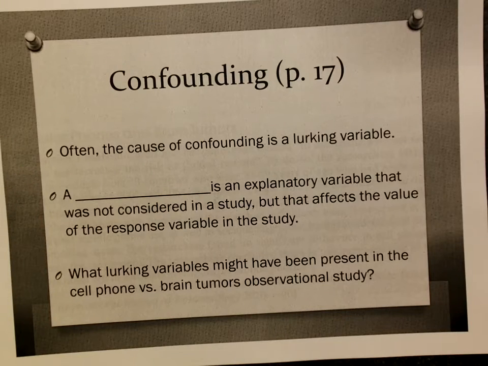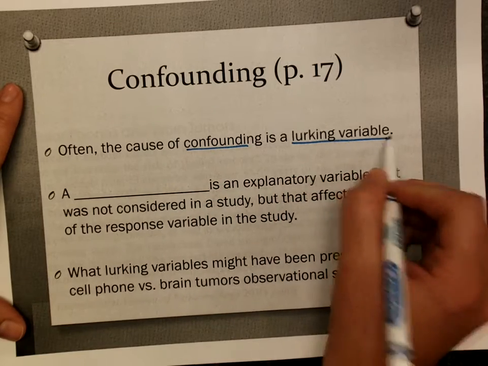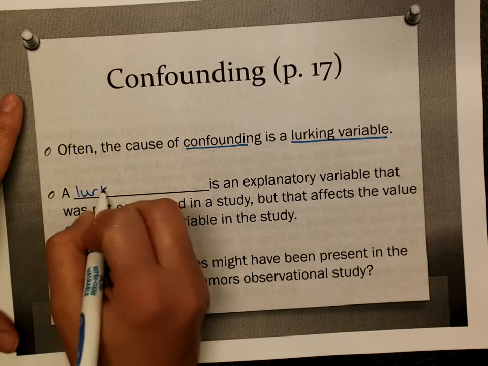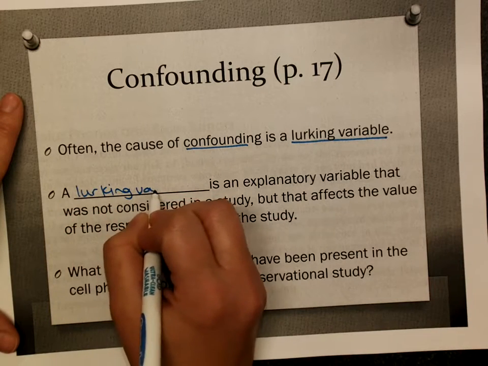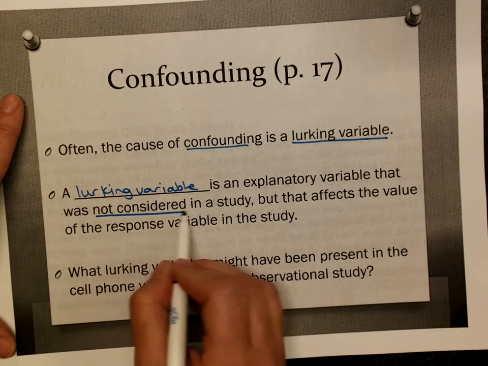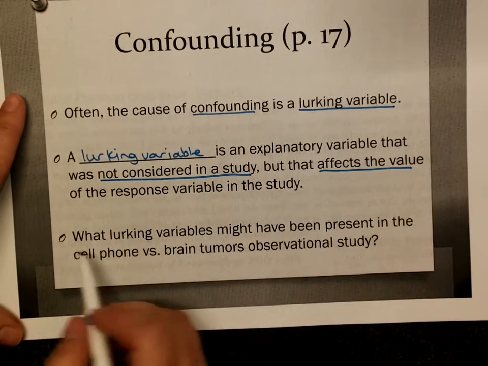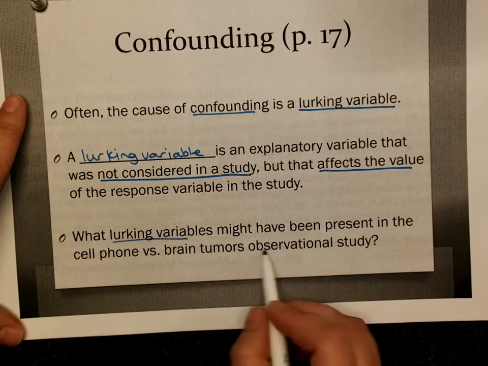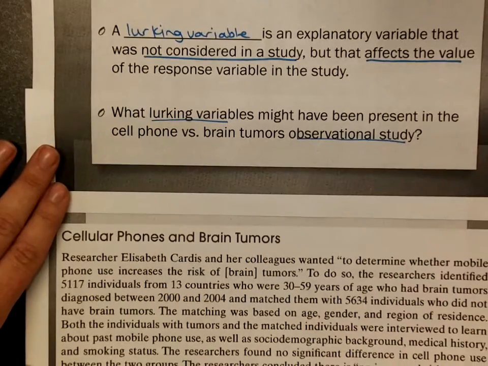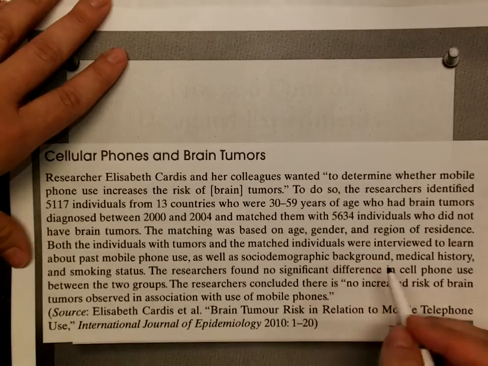A little bit more about confounding. Confounding has what's called a lurking variable. Sometimes there's one, sometimes there's more than one. A lurking variable is again an explanatory variable that was not considered in the study, but that's affecting the value of your results. Some lurking variables in our observational study that we looked at before, I think I put it again in your notes. This is the same scenario as before, and I want you to look for all the lurking variables they were thinking of.